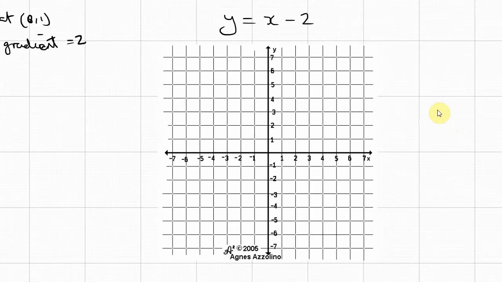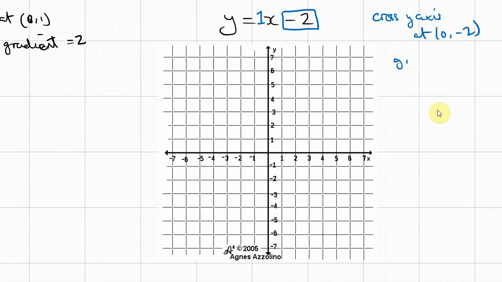Here we've got y equals x minus 2. So we've got a bit of a secret 1 here. So we know we're going to cross the y-axis at the coordinate 0, minus 2. It's really important you keep the sign that's with it and not just put it at 2 because it's actually at minus 2. And then we've got a gradient of 1.